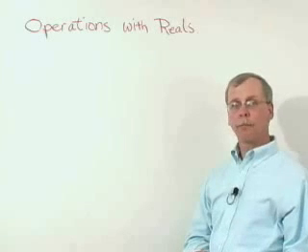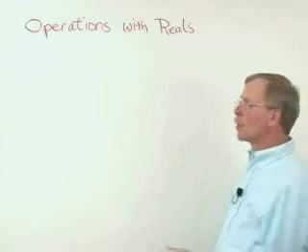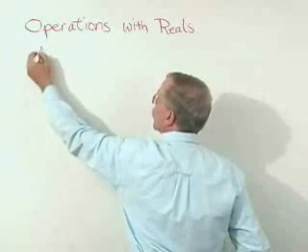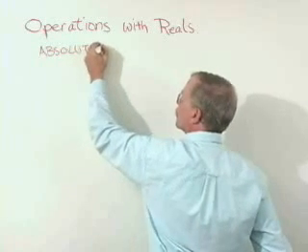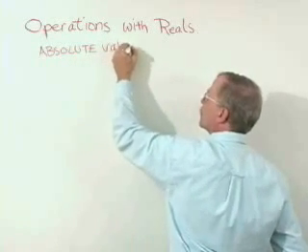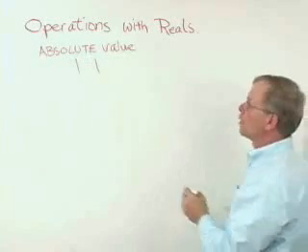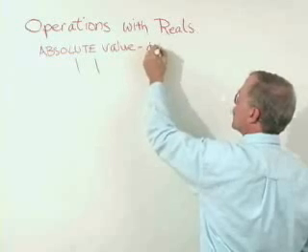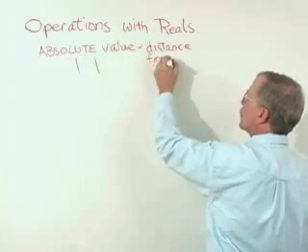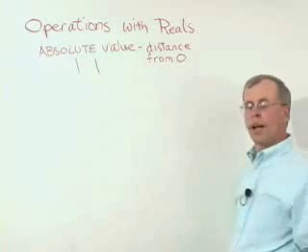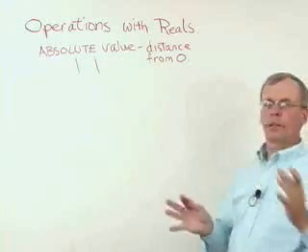Let's consider the operations that we'll do with real numbers. Let's start with a definition. The absolute value, written with those vertical bars, is considered to be the distance from 0 on our number line. And we're not concerned about whether it goes to the left or to the right.